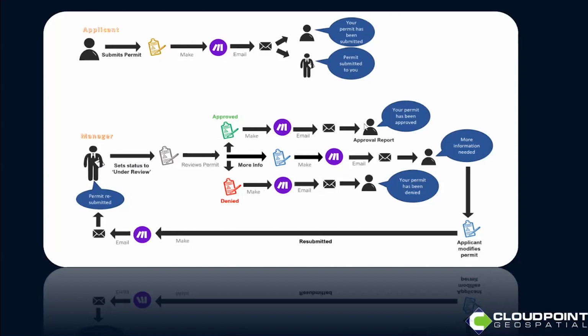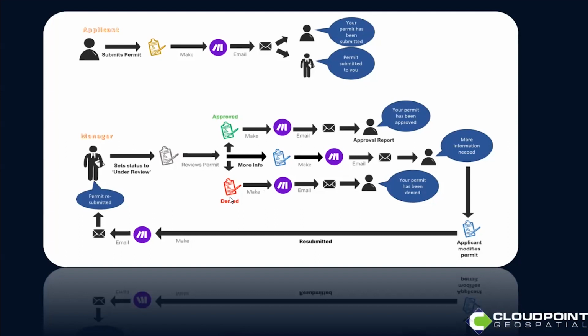Through the Survey 123 website, we can create reports. So in this case, we created basically a copy of the permit through a template in the Survey 123 website. And all the fields in there auto fill out from the submission on the permit. So it's really nice. We're able to attach that then to the email and give that to the applicant.